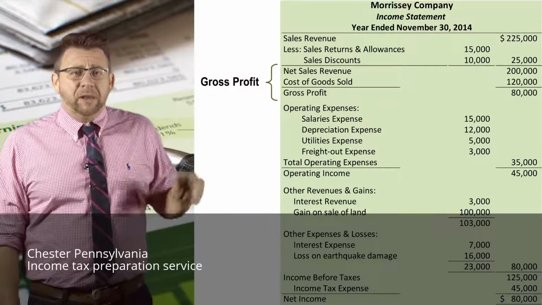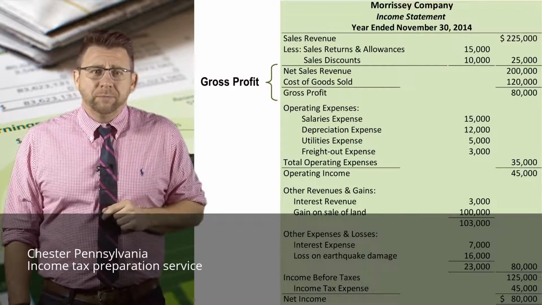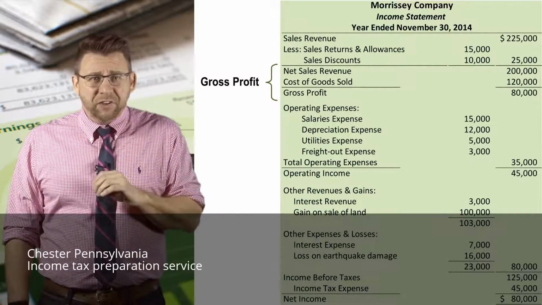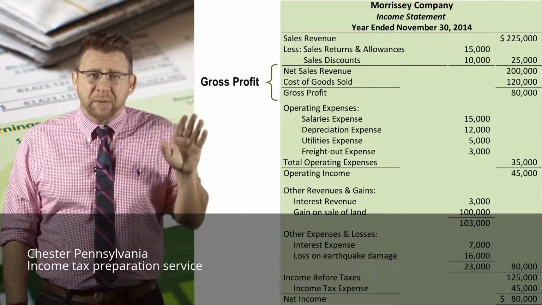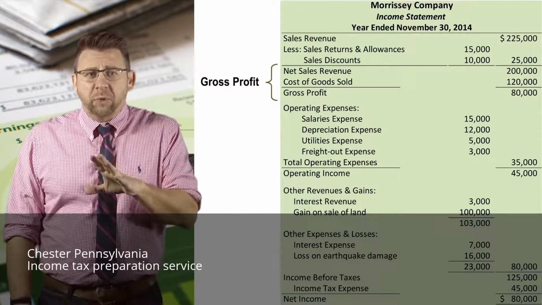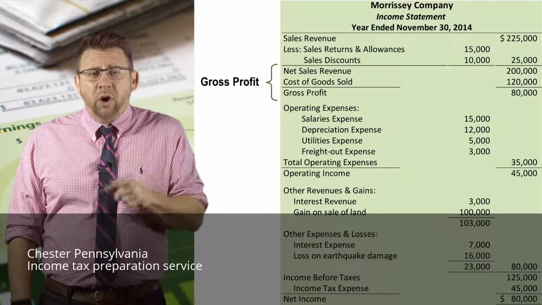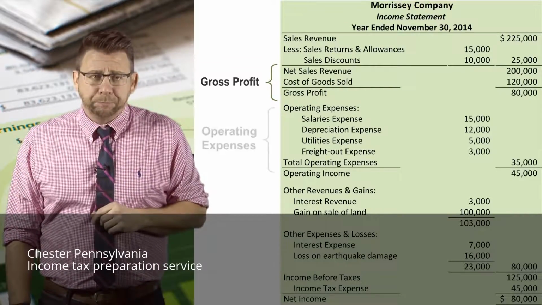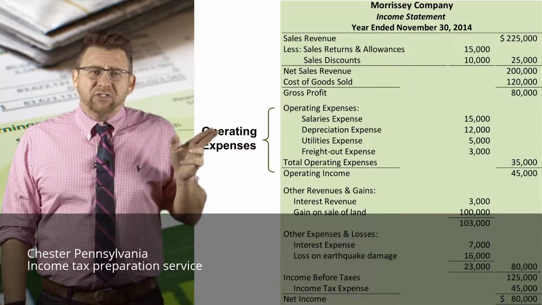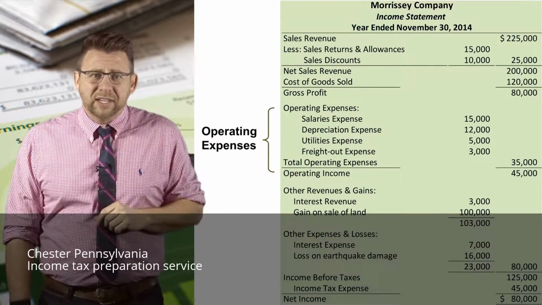This is calculated by taking net sales revenue minus costs of goods sold. At this point, costs of goods sold is the only expense deducted in this section. You recall that gross profit is the amount that inventory was sold for more than the cost of inventory. The next section lists all of the operating expenses of a business.